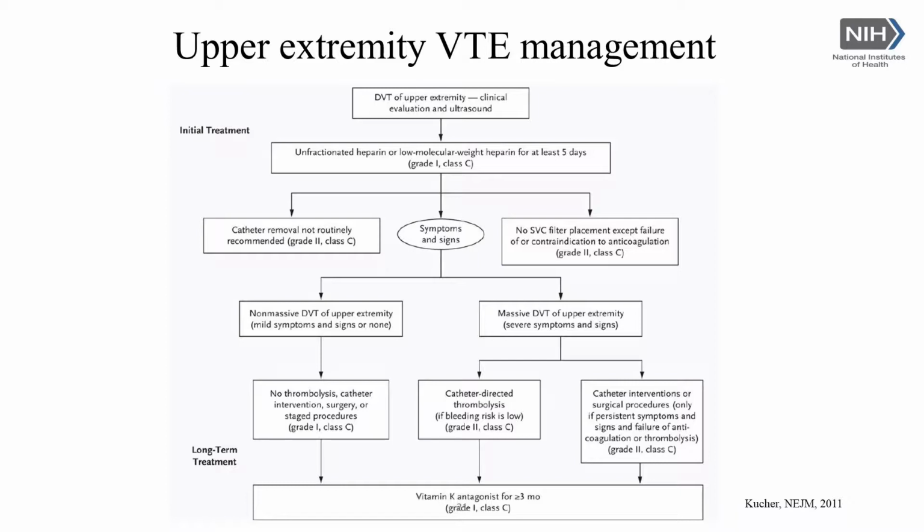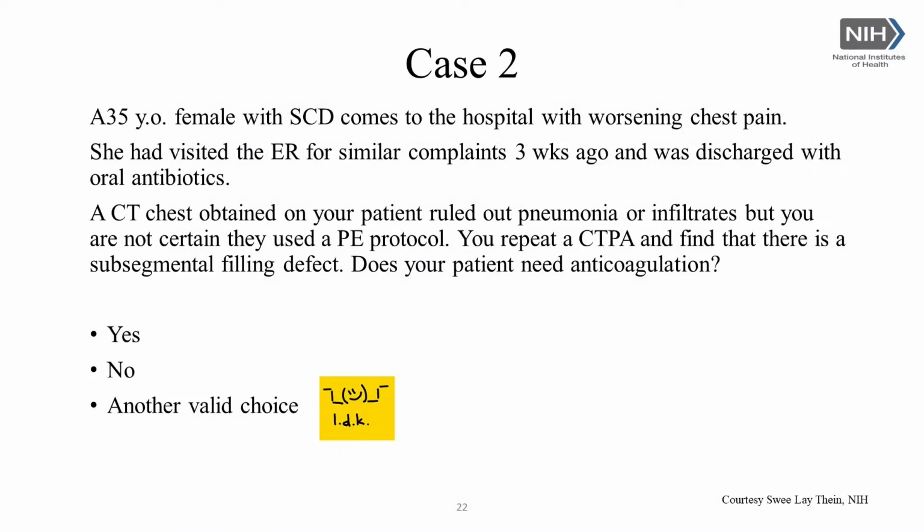So I'm going to give you the second case now, which is a 35-year-old female with sickle cell disease who comes to the hospital with worsening chest pain. She visited the emergency room for complaints 3 weeks ago and was discharged with oral antibiotics. Her CT obtained on your patient ruled out pneumonia infiltrates, but you are not certain they used a PE protocol. You repeat a CTPA and find that there is a subsegmental filling defect. Does your patient need anticoagulation?